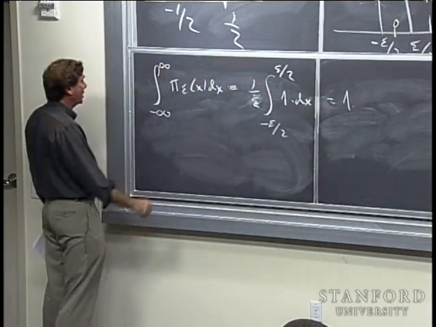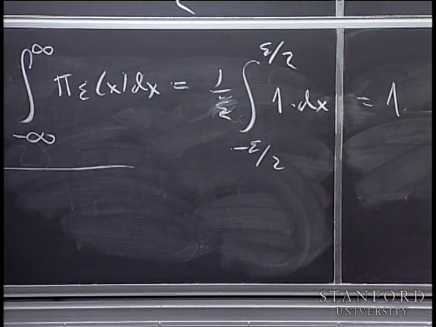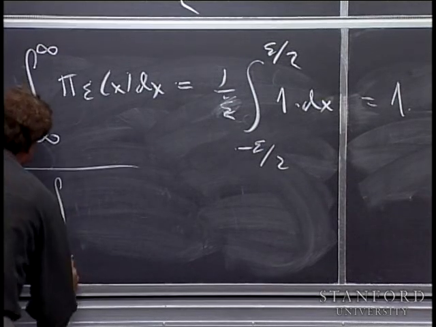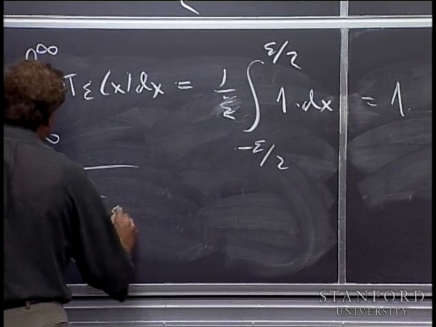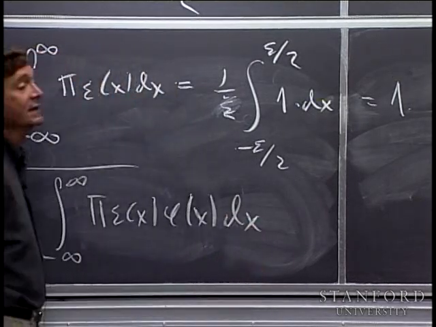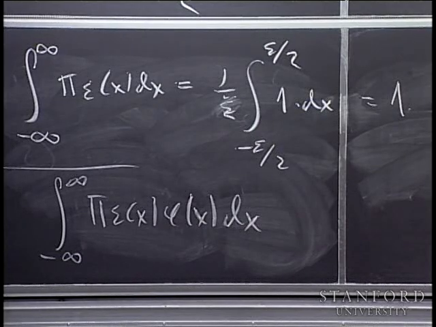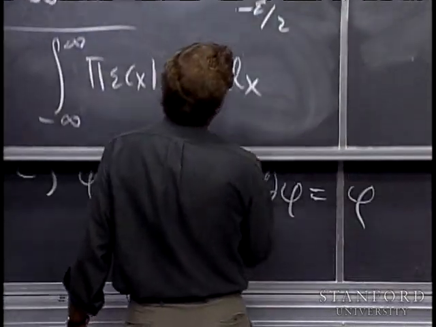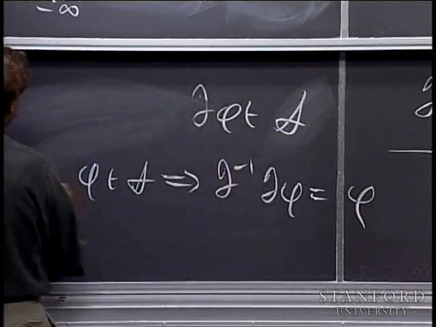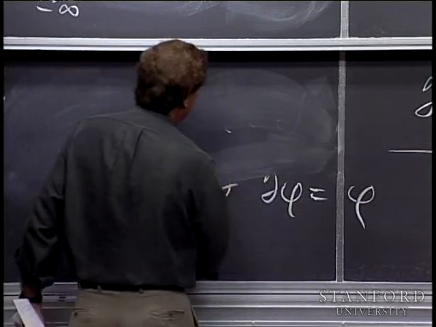And what about that final property? If I integrate this scaled rectangle function against a function phi of x, what happens? All right. So if I look at the integral from minus infinity to infinity of pi epsilon of x times phi of x dx, what happens there? Well, let's take the case where phi is smooth enough, say. You can actually do it more generally, but just to get a simple idea.